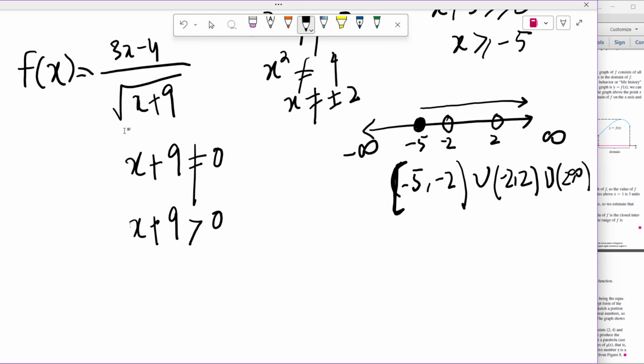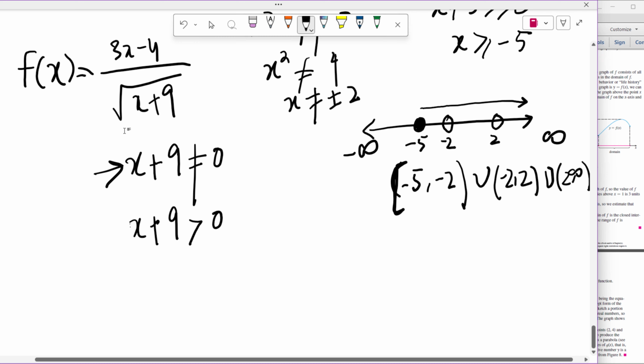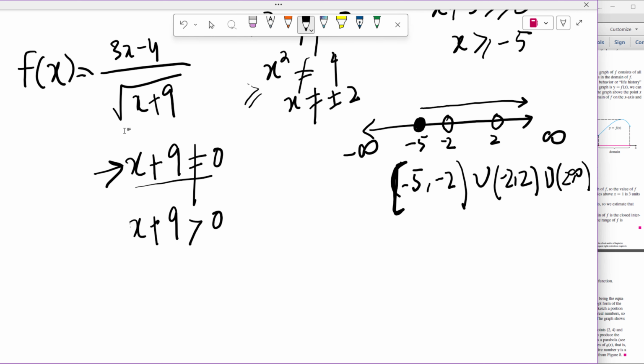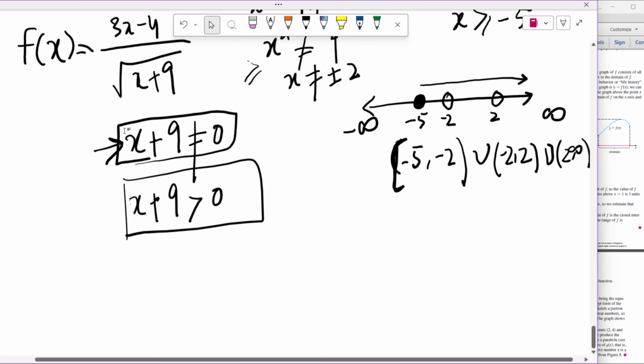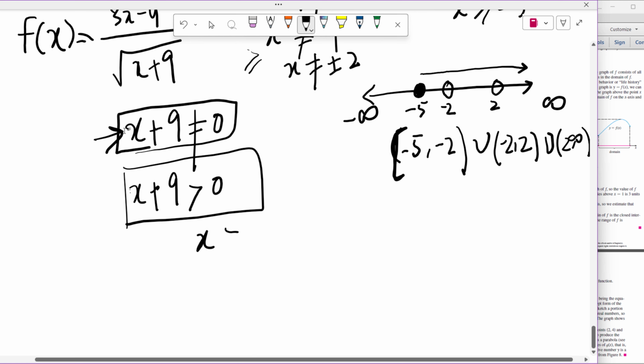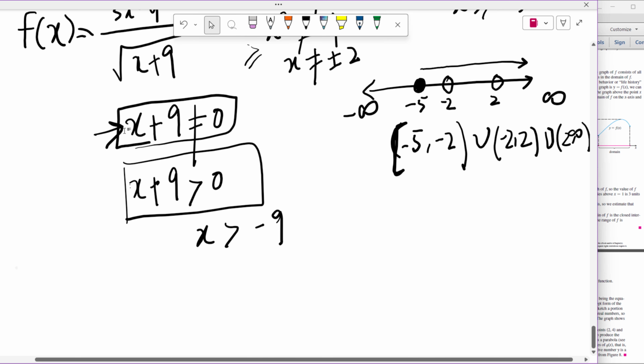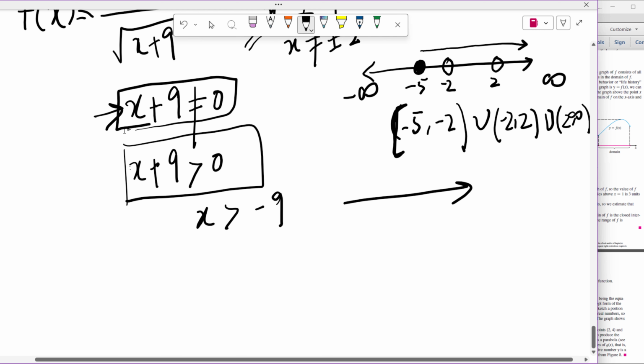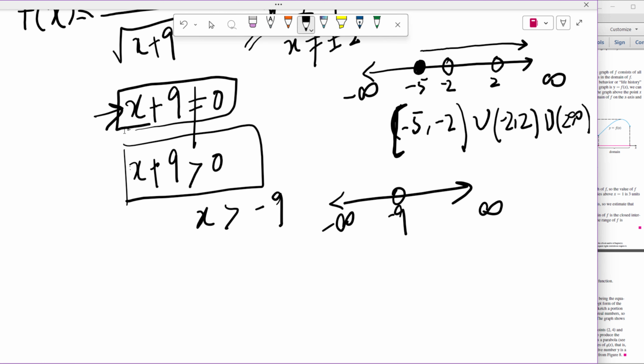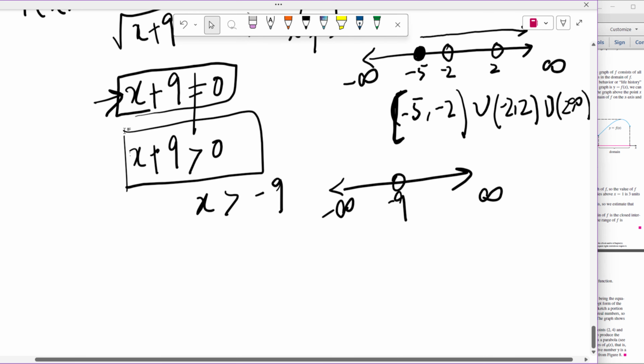So basically, for the radical, we have used greater than or equal to 0. But since x plus 9 must not equal 0, now I have used x plus 9 should be greater than 0. So I can write x must be greater than minus 9. So it means the domain will be equal to minus 9 to plus infinity, now not the filled circle, the empty circle.